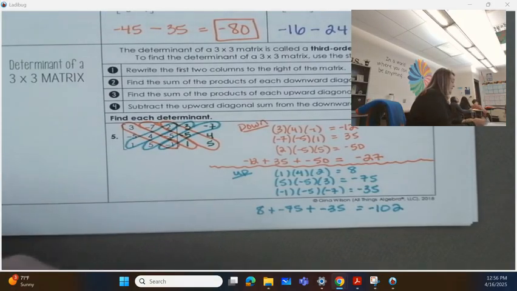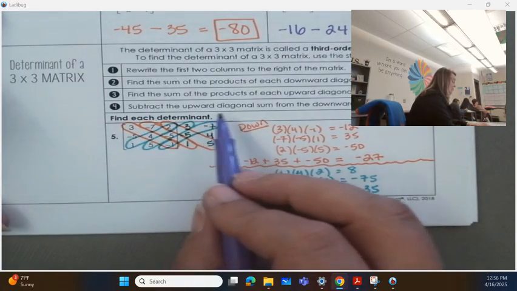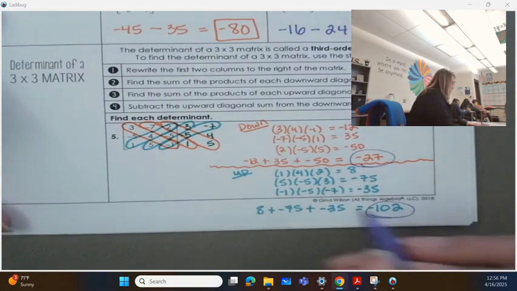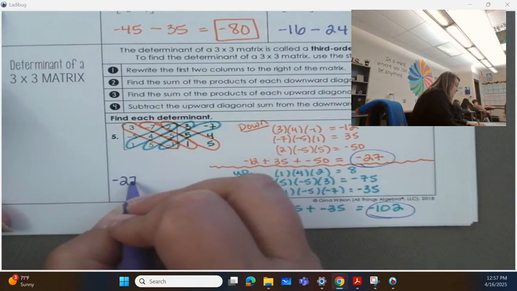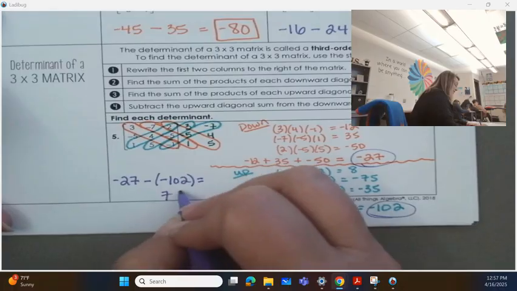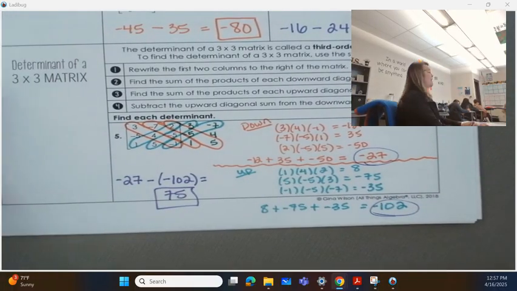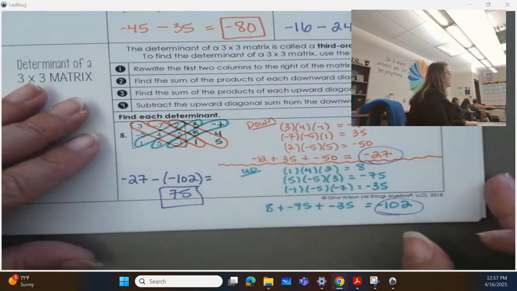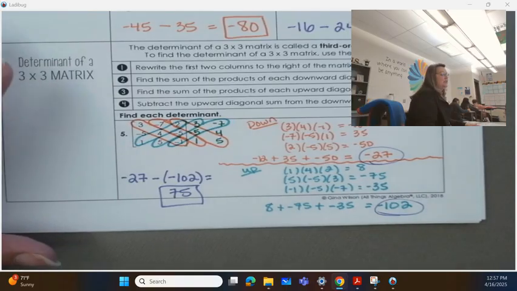And then for my last step, those are the two numbers that I subtract. Okay? Subtract the upward diagonal sum from the downward diagonal sum. So -27 minus -102 is 75. That's how you find the determinant by hand of a 3x3. But of course, it's much, much easier just to do it in the calculator. So let's look at how to do it in the calculator and how to do it in Desmos.